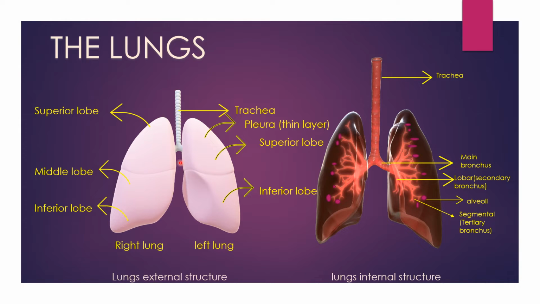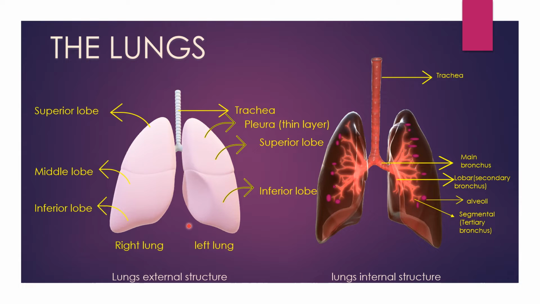These both lungs are connected with one pipe that is called trachea. The right lung is divided into three lobes. First is superior lobe, second one is middle lobe, and third is inferior lobe. And the left lung is only divided into two lobes. First is superior lobe, second one is inferior lobe.